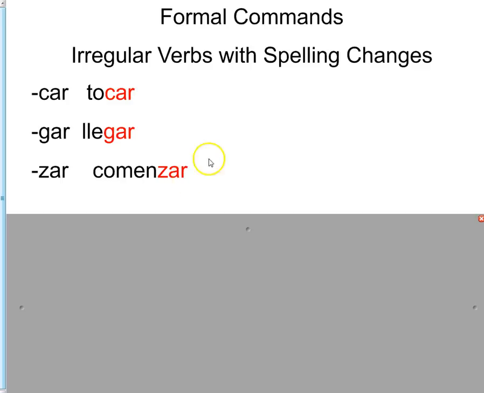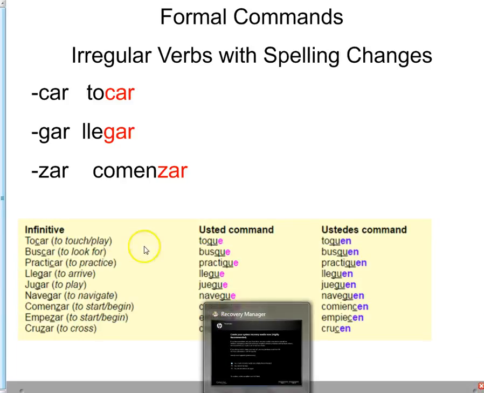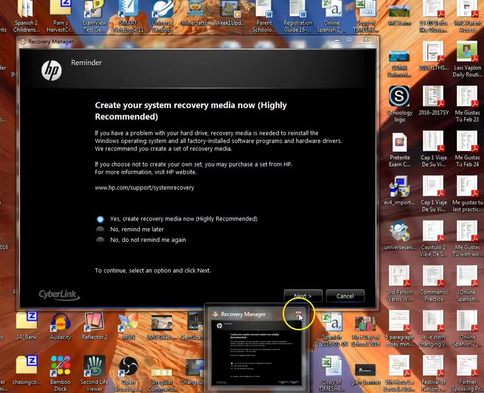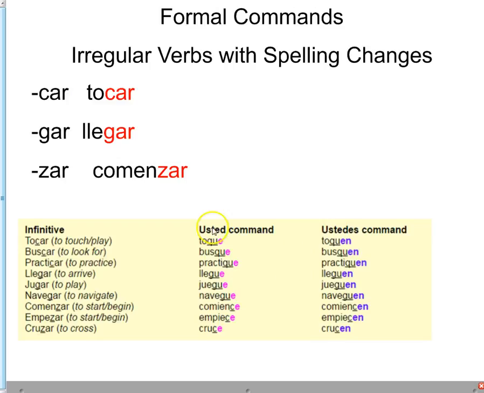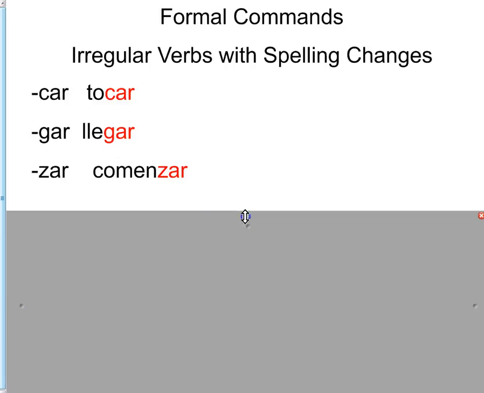This is Señor Irvin, and this is a quick video on formal commands that have irregular spelling changes. These are some irregular verbs where we're going to include some spelling changes. Now, these verbs fit into three classifications. They are verbs that end in car, gar, and sar. There's all kinds of those verbs included inside of the assignment itself. You'll see this little chart here. But right now, we're just going to focus on these three verbs: tocar, llegar, and comenzar.